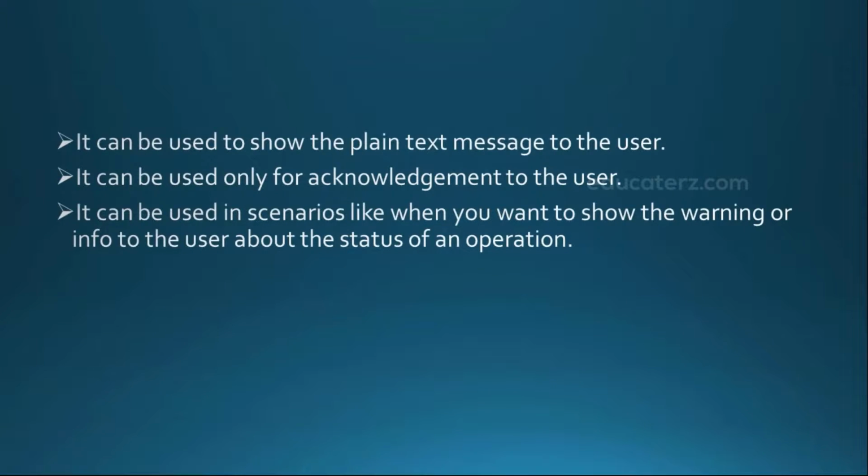It can be used to show the plain text message to the user. As I mentioned before, it can be used only for acknowledgement to the user. Like, let's say if you want to display any status of an operation, you can display that message to the user using an alert dialog box. It can be used in scenarios like when you want to show the warning or info to the user about the status of an operation. So these are some of the uses of an alert dialog box.